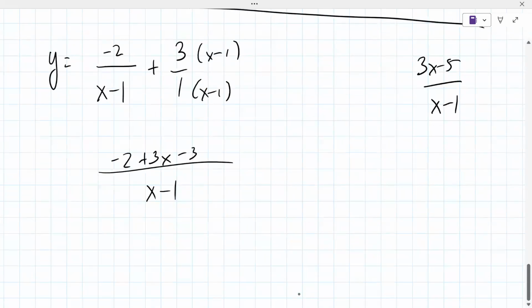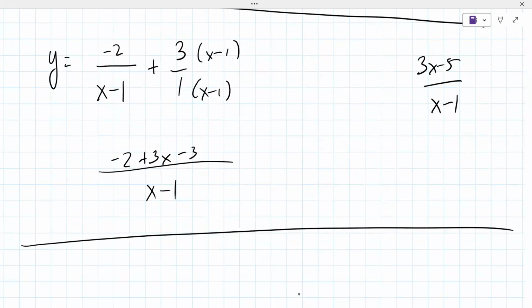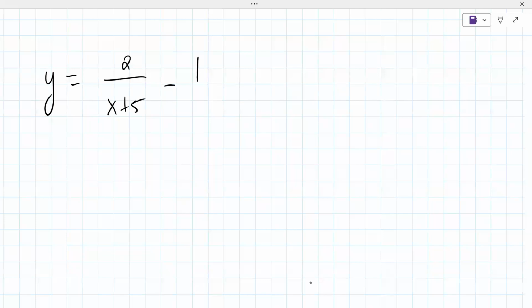Very good. Okay, so now I'm going to introduce the negative signs. Those are the more difficult ones here. Let's say it's y equals 2 over x plus 5 minus 1. Just keep it relatively simple there.